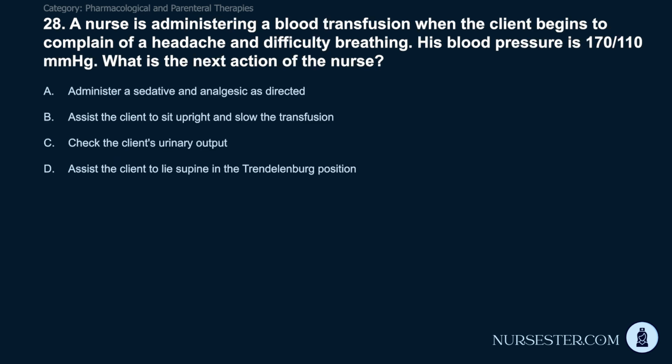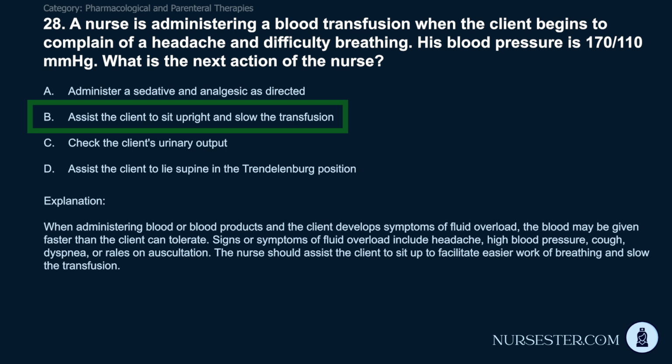28. A nurse is administering a blood transfusion when the client begins to complain of a headache and difficulty breathing. His blood pressure is 170/110 mmHg. What is the next action of the nurse? A. Administer a sedative and analgesic as directed. B. Assist the client to sit upright and slow the transfusion. C. Check the client's urinary output. D. Assist the client to lie supine in the Trendelenburg position. Correct answer, B. Assist the client to sit upright and slow the transfusion.